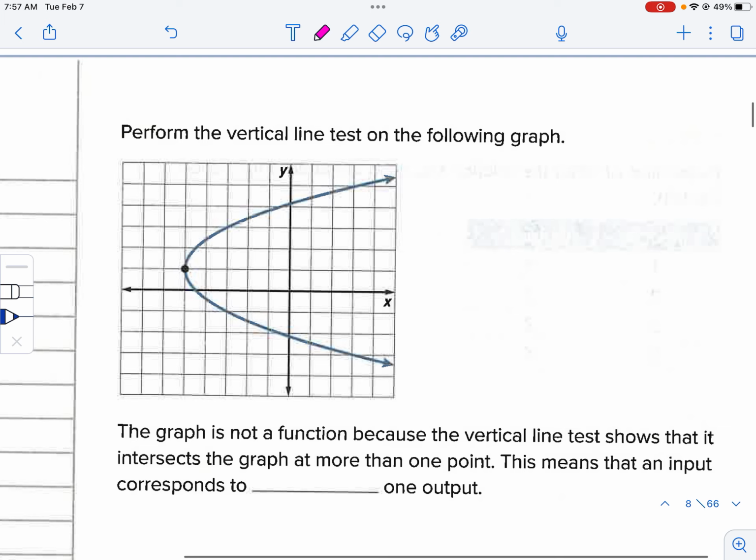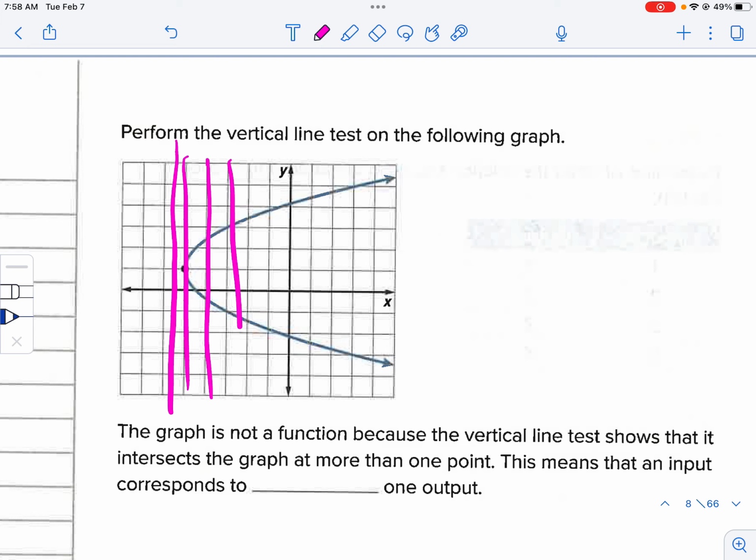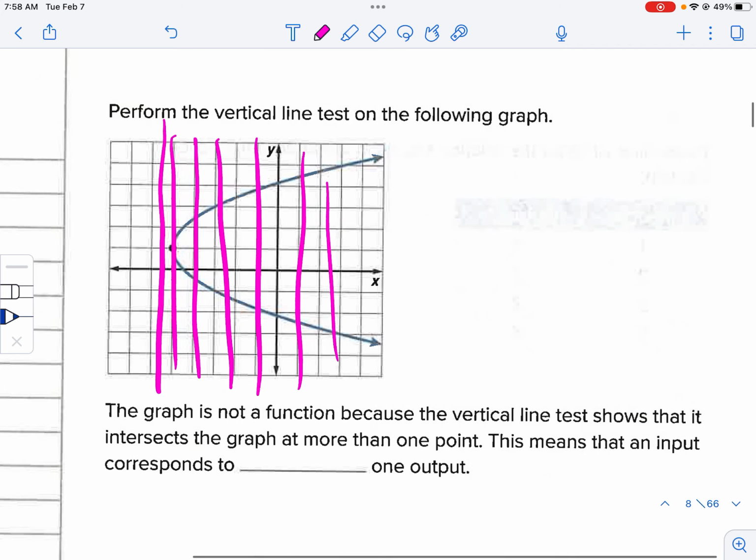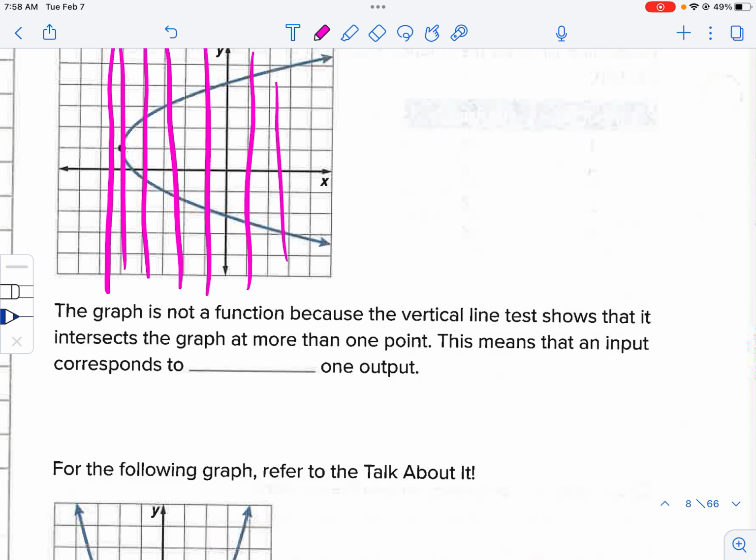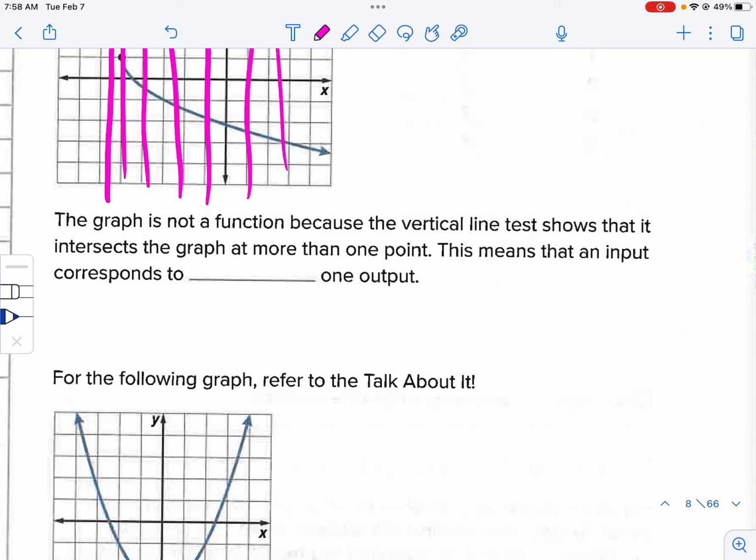So if I was to draw the vertical line here, oh, it hits one time. Uh-oh, it's hitting a whole bunch of times. Every time I draw that vertical line, it's hitting in 2 spots. The graph is not a function because the vertical line test shows that it intersects the graph at more than 1 point. This means that an input corresponds to more than one output.